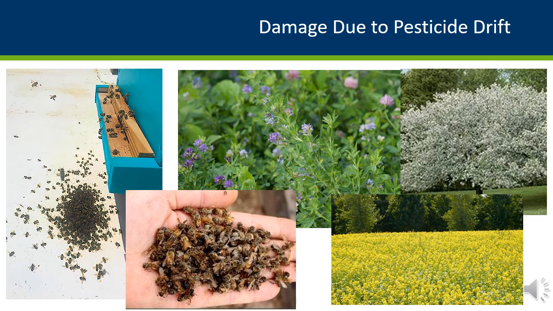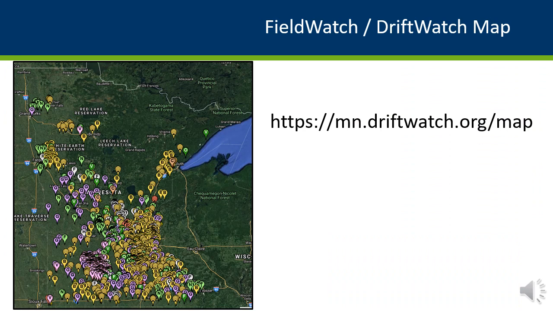Avoid drift of these pesticides to flowering plants such as canola, alfalfa, apples, some weeds, and other plants if bees are present. Hopefully, most applicators are familiar with the FieldWatch map. This is how information is shared between producers and applicators. Producers refers to crop growers and beekeepers. Here's a sample map for Minnesota. Pins on the map indicate locations of pesticide-sensitive fields and beehives. I'll provide more details in a few minutes, but we'll start with some background information.